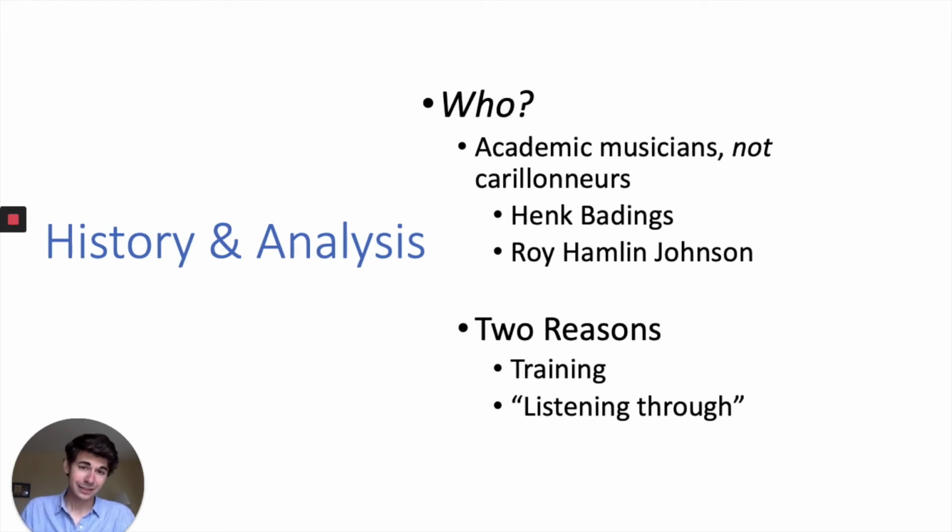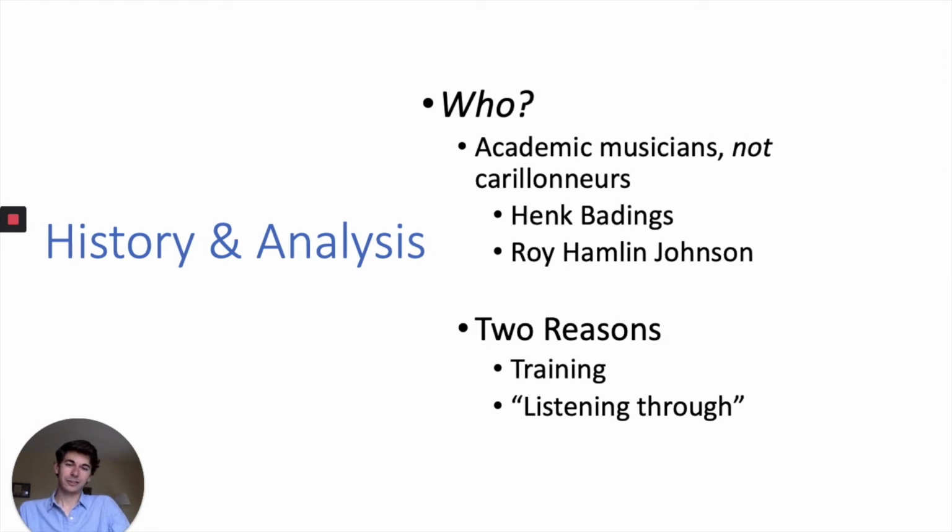Henk Badings, in his case, was actually taking lessons with Willem Pijper, who, if you have played or spent some time studying in the Netherlands, they actually call the octatonic scale the Pijper scale. So that tells you how deeply associated Willem Pijper is with Octatonicism. Roy Hamlin Johnson got his bachelor, master, and doctorate of music from Eastman, so he went through that full conservatory route. Neither of them were Carillonneurs.